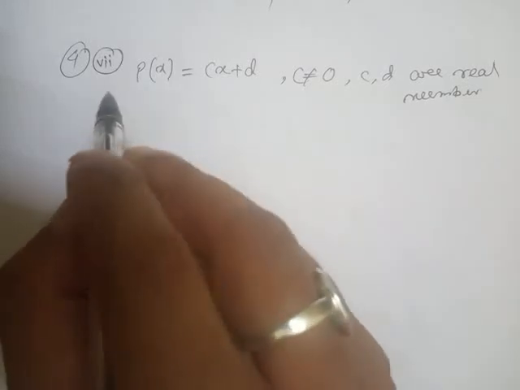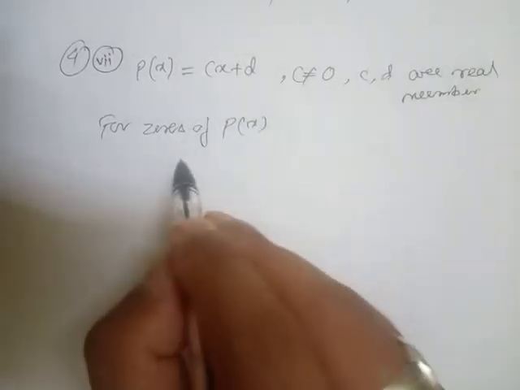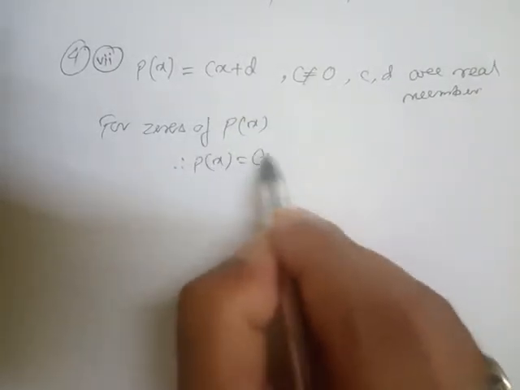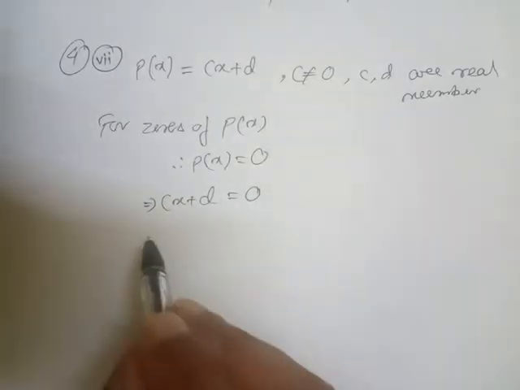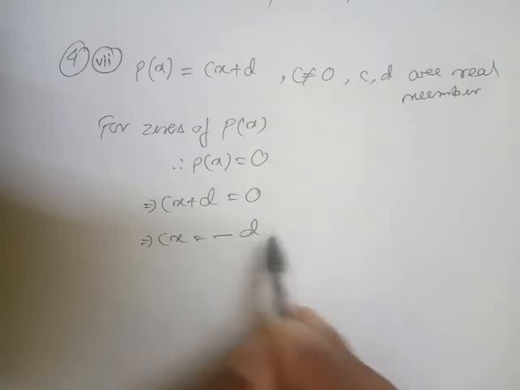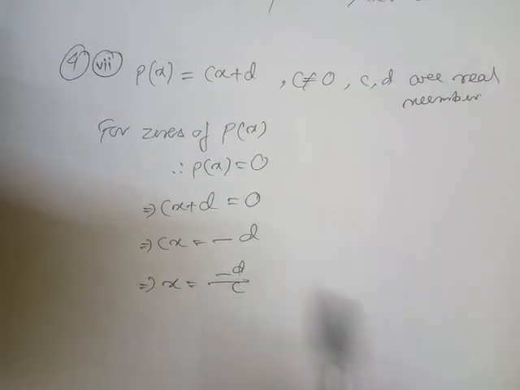First of all, we'll write here that for zeros of p(x), therefore p(x) equal to 0. Now p(x) equal to 0 means cx plus d equal to 0. Next would be cx equal to minus d, and then x equal to minus d by c. This is the value of x.